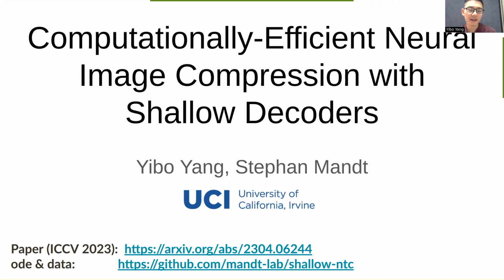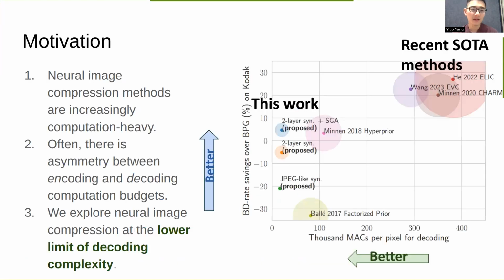In this video, I'd like to talk about my recent work on computationally efficient neural image compression with shallow decoders. Now, neural or deep learning-based methods for image compression have greatly exceeded traditional methods in terms of compression performance, but they also require orders of magnitude higher computation complexity.